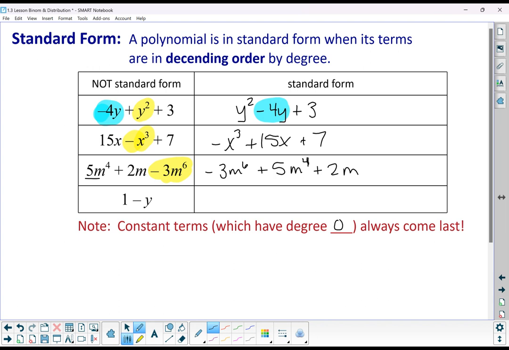This last example, students often get confused on. I see a lot of times people want to write the standard form as y minus 1, but remember that a negative goes with what it is in front of. So this polynomial would start with a negative y, and this 1 is a positive 1, so it's negative y plus 1 for standard form.